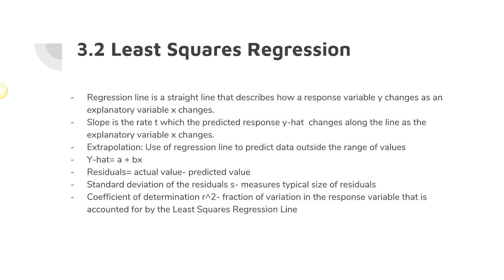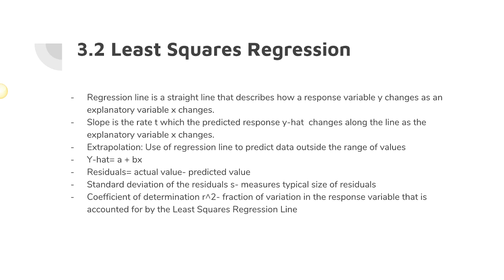All right, let's go into section 3.2, which is talking about the least squares regression. Basically, a regression line is a straight line that describes how a response variable y changes as an explanatory variable x changes. It's important to know that the equation for the least squares regression line is y hat equals a plus bx, where a is the y-intercept and b equals the slope. Also, a key reminder is that y hat is the predicted y value. It is not the actual y value.